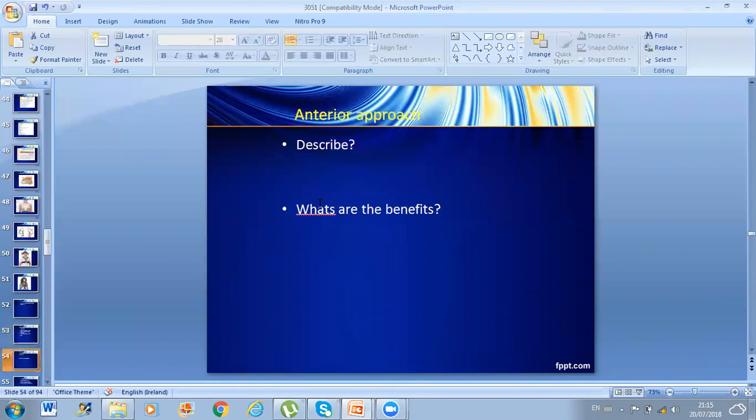So who will describe the anterior approach to me? This is the most common approach. It can come in exam. Someone knows or no? Or I will start it. Shahbaz, do you know anterior approach? I think Shahbaz has left. Okay, let me start it.